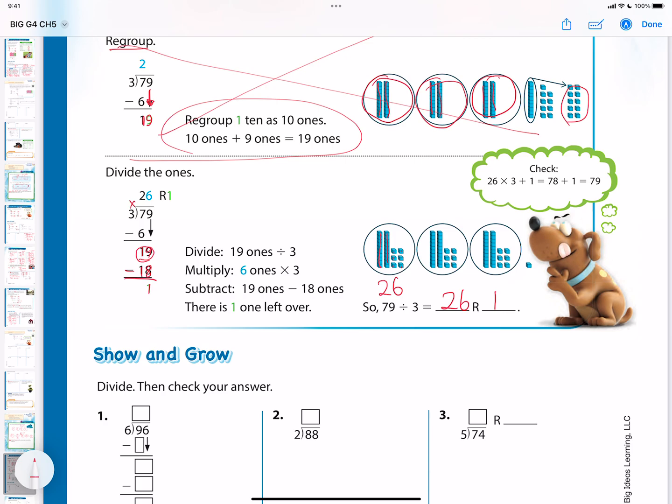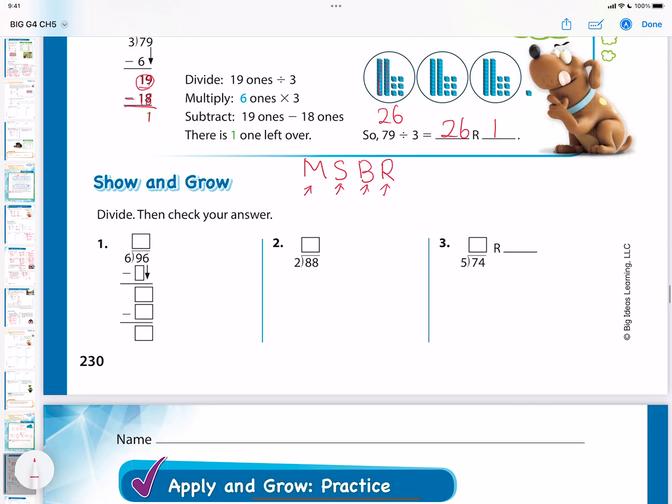Let's rewind this one again and look it over. We can say: repeat, M, S, B, R. These are the steps that we are going to use for long division. We are going to multiply, and subtract, and then bring the number down, and then repeat until you don't have anything to subtract. So MSBR, remember.